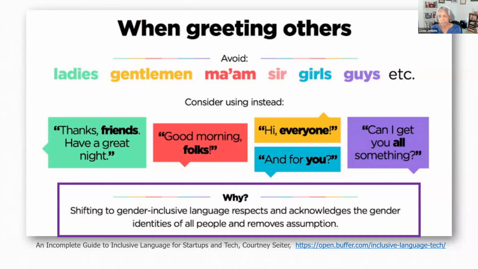And one way in which we are commonly using gendered language is when we're doing greetings with others. And you can see up there, ladies and gentlemen, ma'am, sir, girls, guys, etc. Those are all considered gendered terms. So it's intentional to be able to use gender neutral terms and be able to use friends or folks or everyone, all. I'm in Tulsa, Oklahoma, so it's perfectly fine with me to use y'all as a gender neutral greeting and being able to communicate with people.